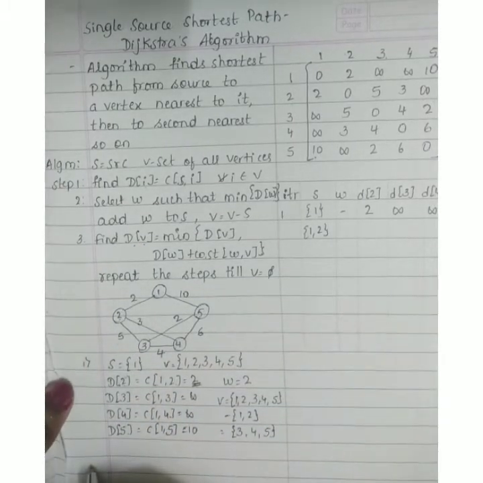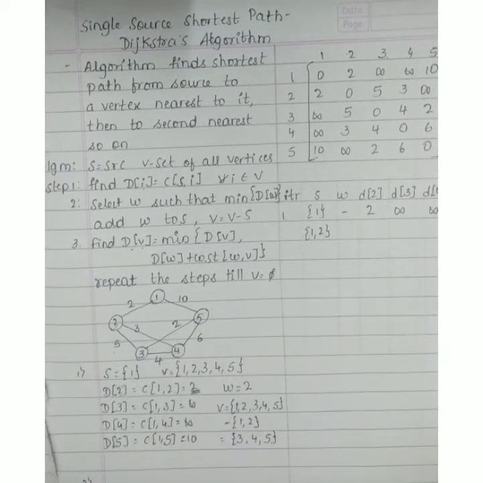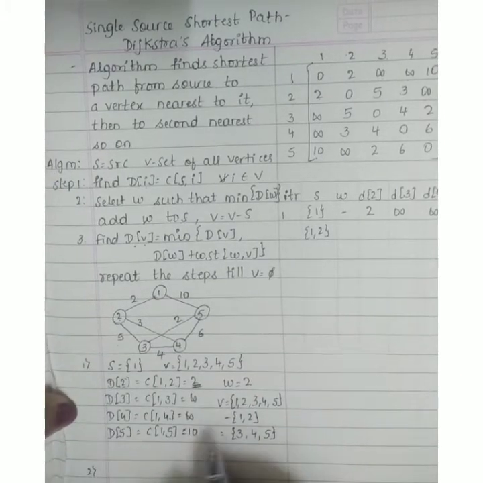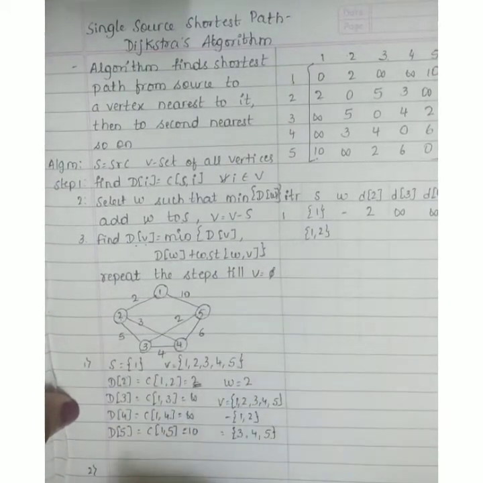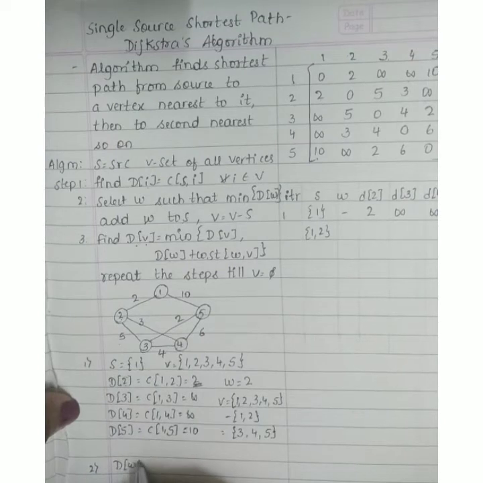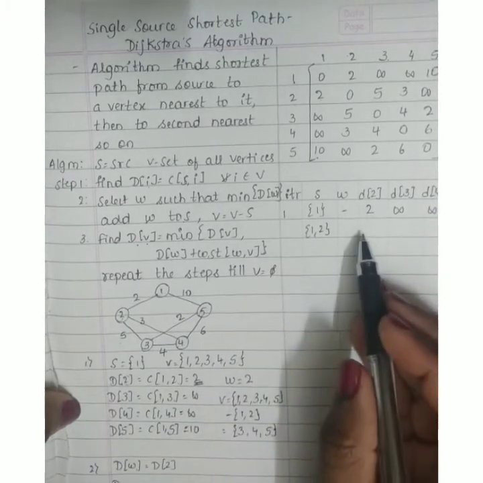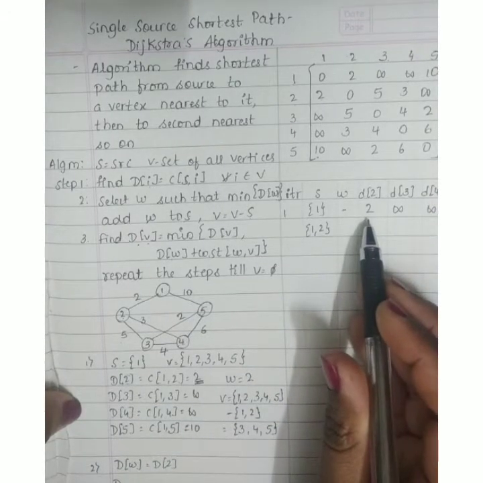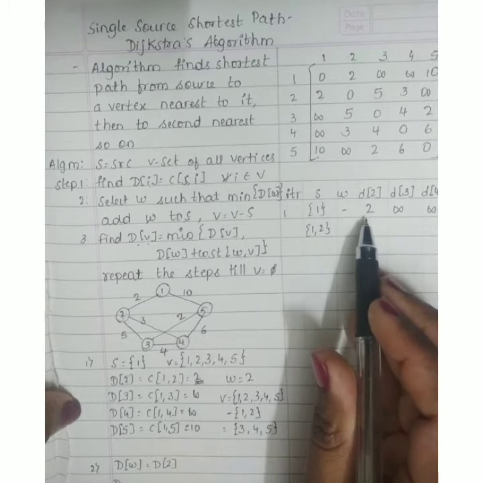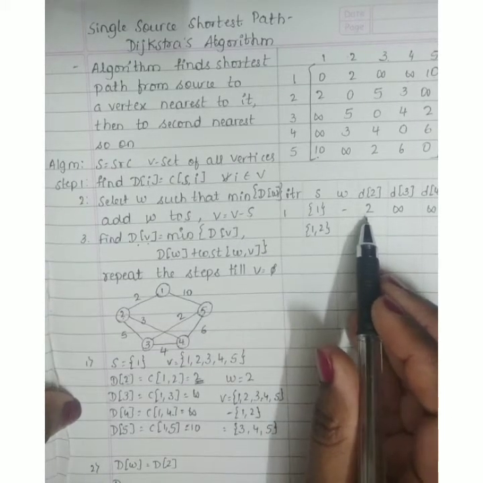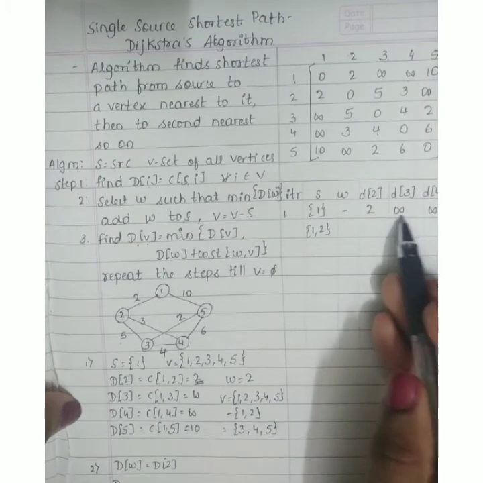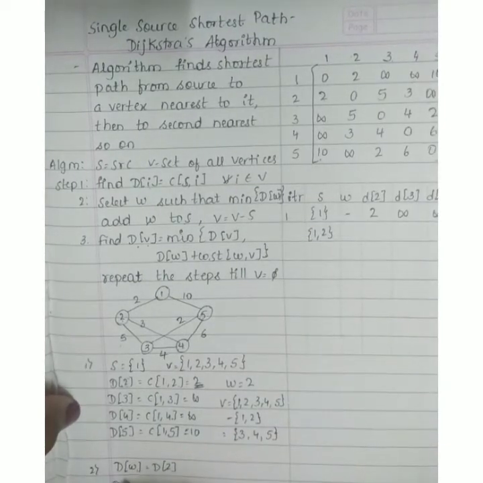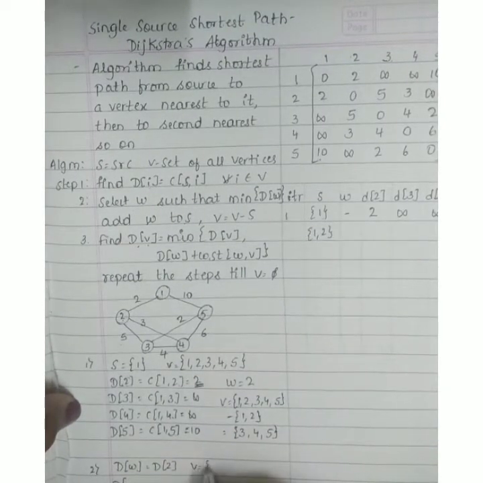Okay, so the next step in the second iteration, what we will be doing, now our dW, we know dW is d of 2. So the distance from 1 to 2 we have found out. So 2 is the nearest vertex as of now, and using 2 as intermediate, we need to find out the distance to the rest of the vertices. So which are the rest of the vertices? V is 3, 4, 5.